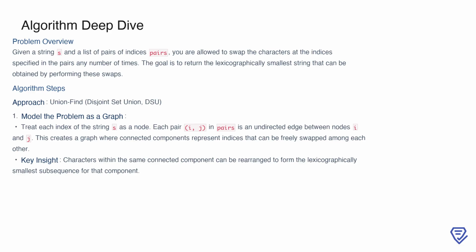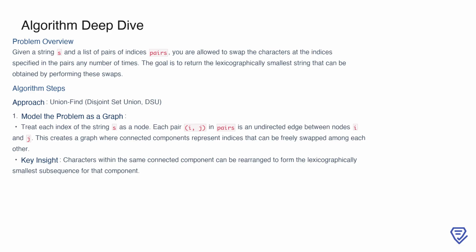In this problem, we are tasked with transforming a string into its lexicographically smallest form using a set of allowed swaps. Think of each pair of indices as an instruction that allows you to swap the characters at those positions as many times as needed. The key challenge here is to determine which characters can be swapped with one another, and then to arrange them in the smallest possible order.